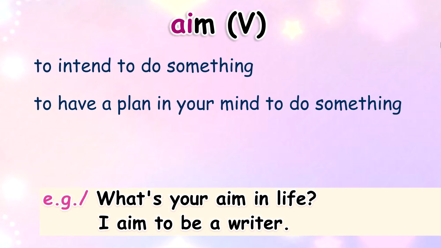Like this example. You can ask someone, what's your aim in life? And aim here is a noun. What's your aim? What do you want to do? What do you want to achieve in your life? And here aim is used as a verb. I aim to be a writer. I aim to do something. Like I want to achieve it. I want to do it.